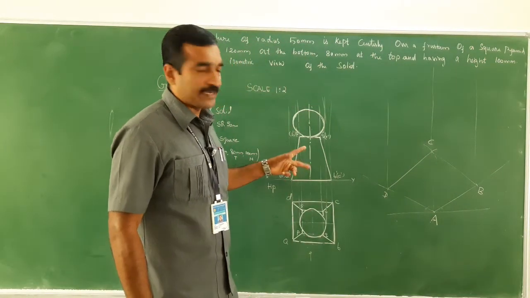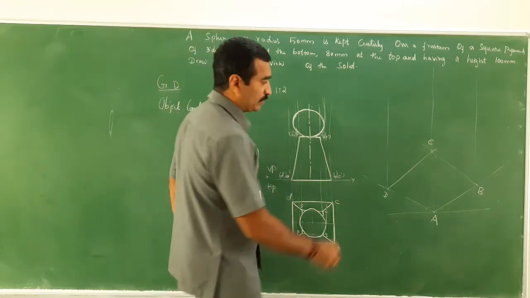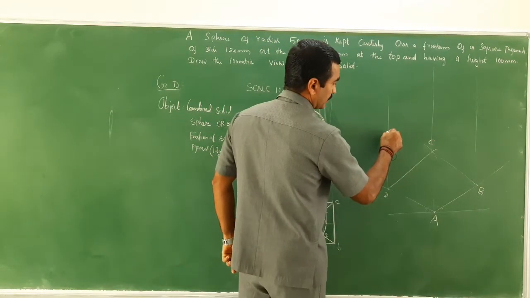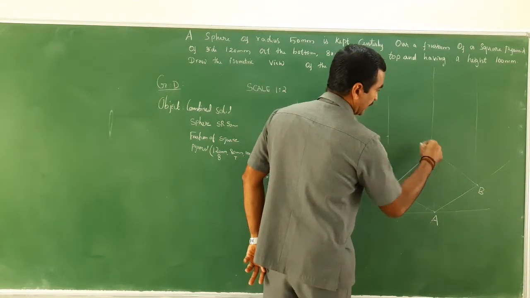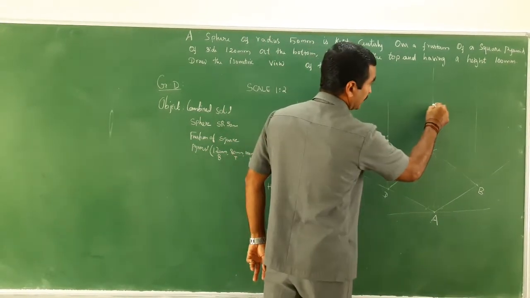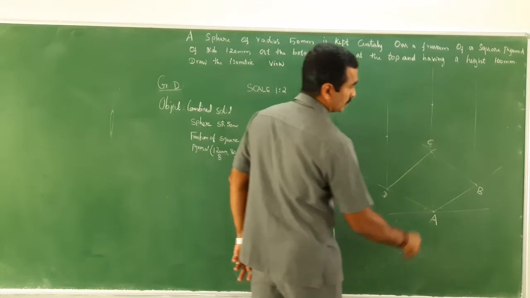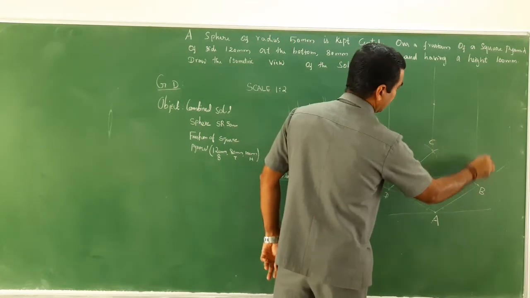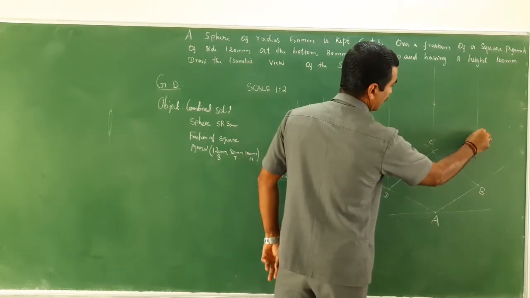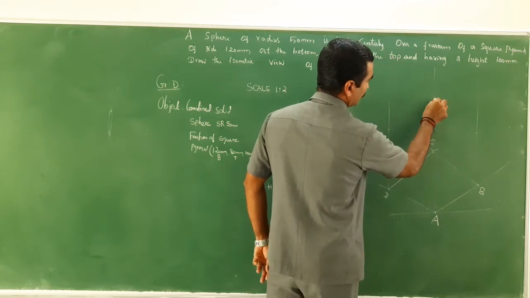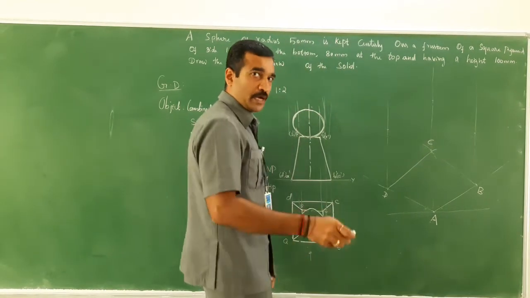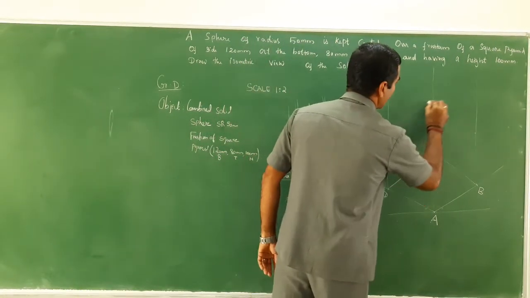Now, take 100 mm in your compass, keep it here, cut an arc, and keep it at A, cut an arc, keep it at C, cut an arc, and keep it at B, cut an arc, somewhere here. Now, connect all the lines.